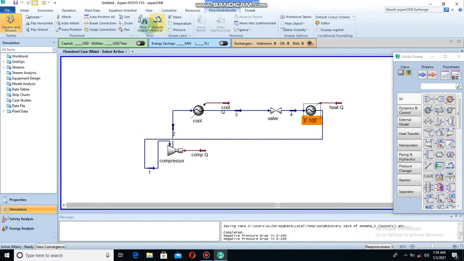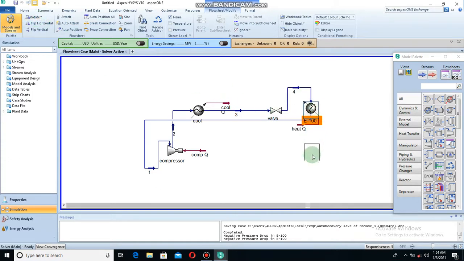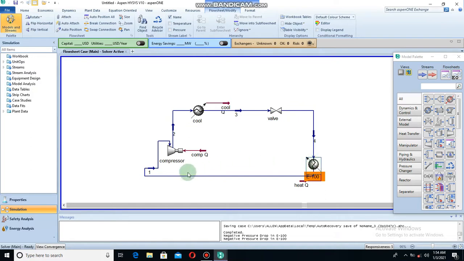So let's do some flow sheet modification. So let's go over to question number 2. They say with the above parameters, you should make stream 4 go through a heat exchanger and back to the compressor. All right, let's get started.